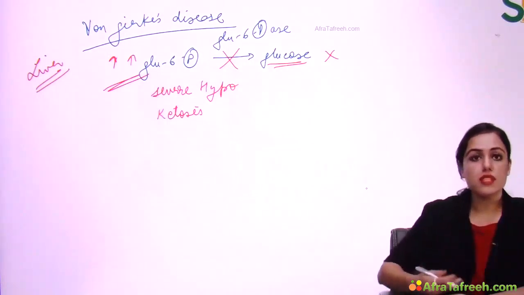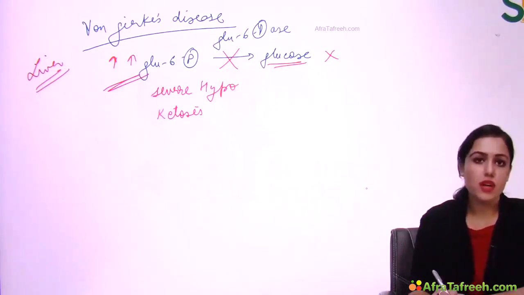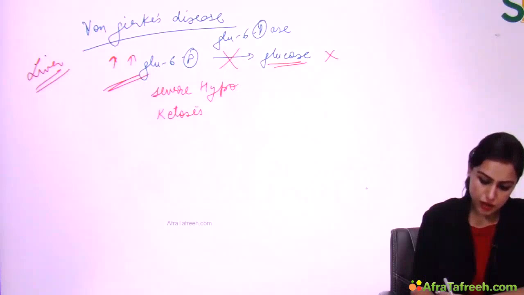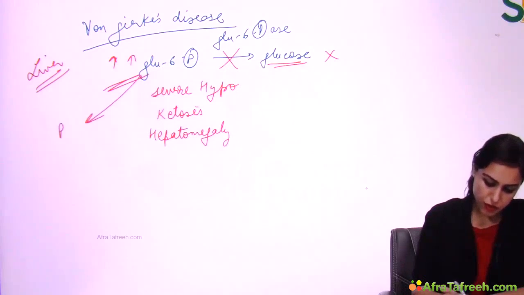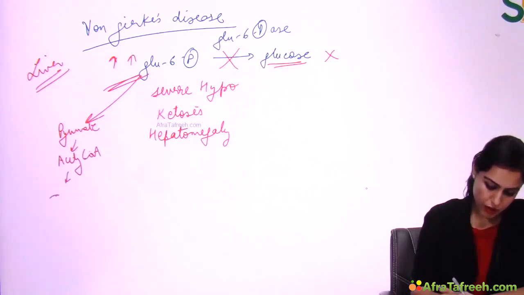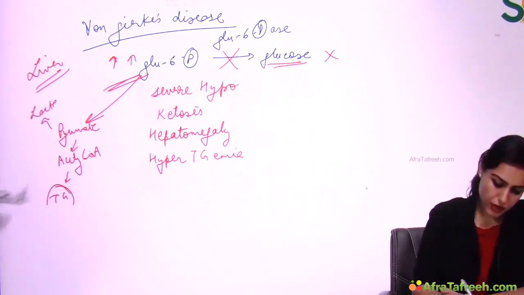So liver cell will start making lots of glycogen, and slowly glycogen deposits will occur in liver, and this will lead to massive hepatomegaly in these patients. And now this excess glucose 6-phosphate will be converted to pyruvate, then acetyl-CoA. Then acetyl-CoA will form triglycerides. So these patients have hypertriglyceridemia, and also excess pyruvate will form excess lactate.